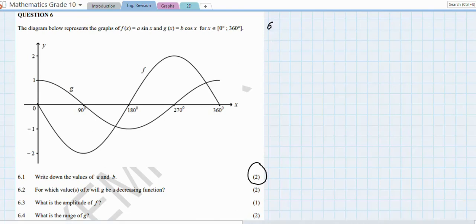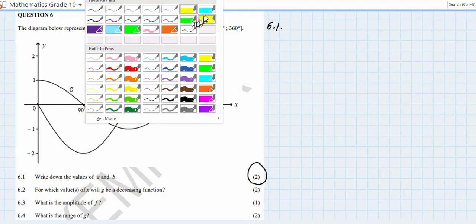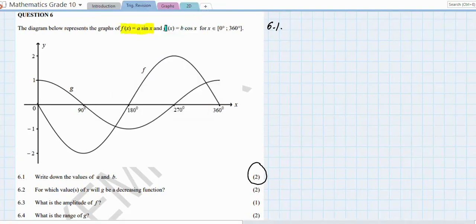So here we have 6.1. It says write down the values of... the biggest mistake now I'm making is not reading the question carefully. So the question says in the diagram below, here's the diagram, you have the graphs of f of x. Here is f of x. Let me highlight f of x. It's a sine graph. And then you also have the graph of g of x. So let me highlight the g of x. I hope I didn't affect the visibility for that graph. So I have f of x, I have g of x, and here we have a little domain from 0 to 360.